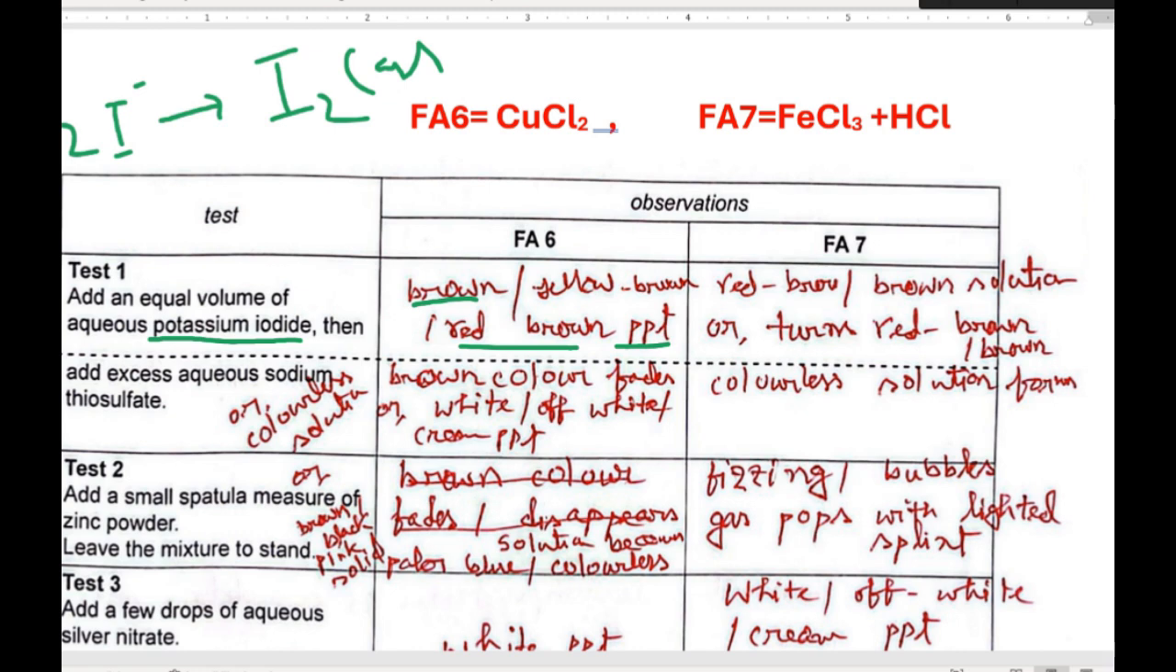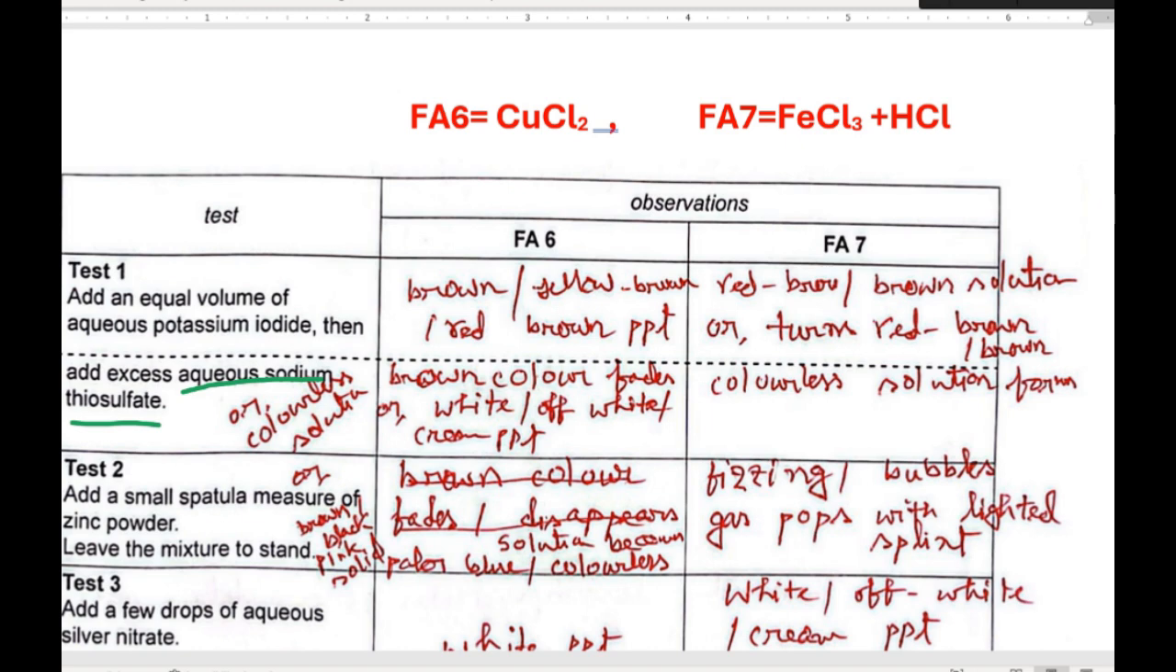Okay, now excess sodium thiosulfate. When you add excess sodium thiosulfate, you would see colorless solution, or you can write brown color fades, or white, off-white or cream precipitate, you can write.